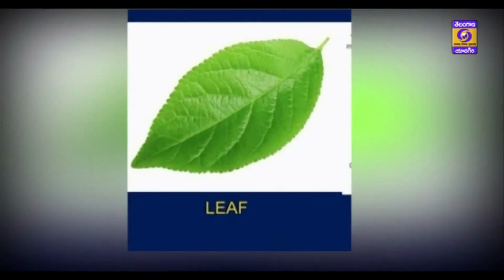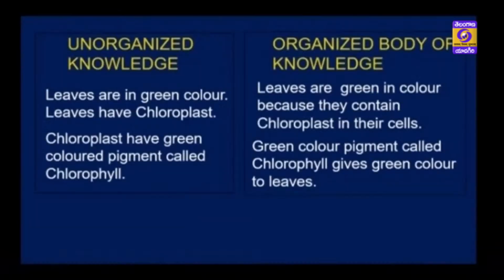So here I told about organized knowledge and the normal fact. Here you could see the picture is given. In this picture, the leaf and chloroplast are there. Just by observing the picture, what will come to your mind? Leaves are green in color. Leaves have chloroplasts. Chloroplasts have a green colored pigment called chlorophyll. That means by observing these two images, the leaf and the chloroplast, you could know that leaves are green in color and the leaves have chloroplasts. The chloroplasts have a green colored pigment called chlorophyll.